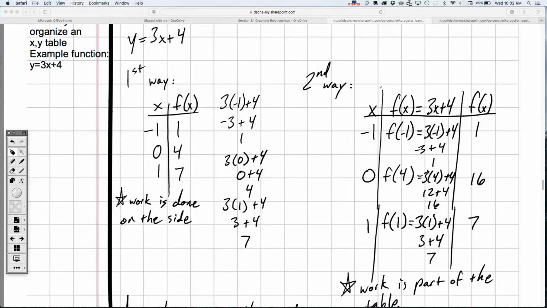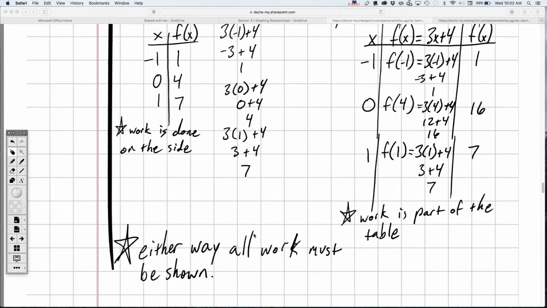Are there any questions on how to organize your work? No? Basically, just however I want. Yeah, you can choose either way, but that's why I told you either way, all work must be shown. So for the work that you do, you still have to show it, don't just do it in your head. Okay.